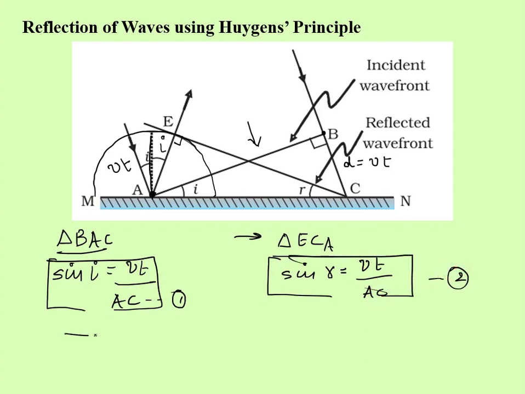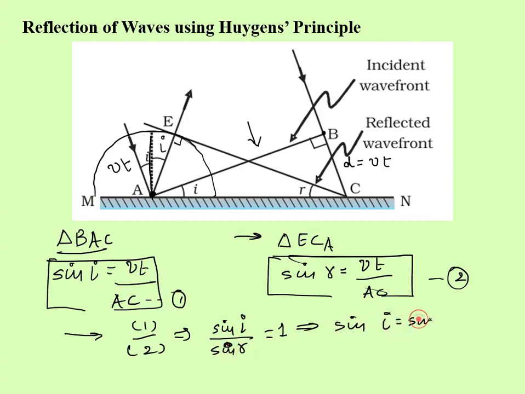Again, like the previous theory, take 1 upon 2. If you take 1 upon 2, VT upon AC cancel. That means sine I upon sine R is equal to 1. This implies that sine I equals sine R. If you take sine inverse, this also implies that angle I is equal to angle R. Angle of incidence is equal to angle of reflection. We know, this is the same law of reflection that we have studied from 9th or 10th standard. That same law of reflection is proved using wave theory, using Huygens principle.